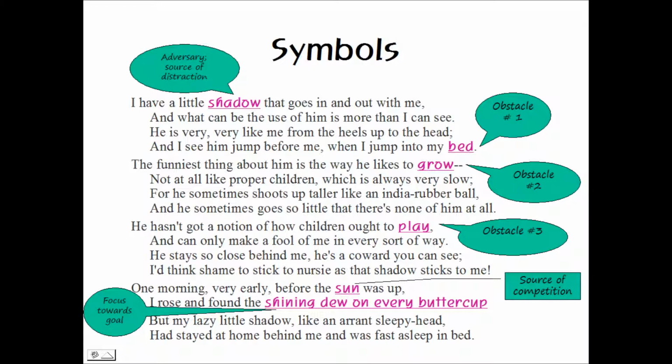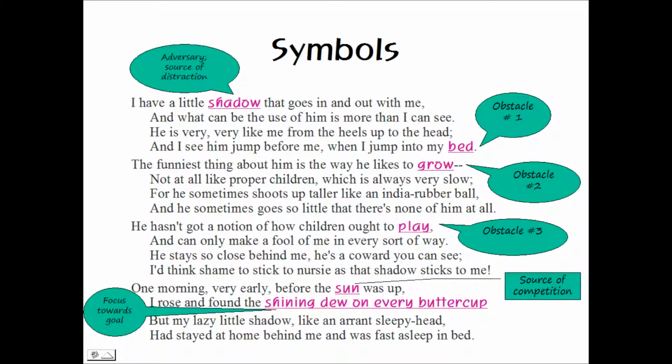Moving on, there is the sun. The sun represents the source of competition between the narrator and the shadow. Let's look at the line, "one morning very early before the sun was up." Here we can see that when the sun is down and there is no source of competition, the narrator is actually focused on what one is doing.